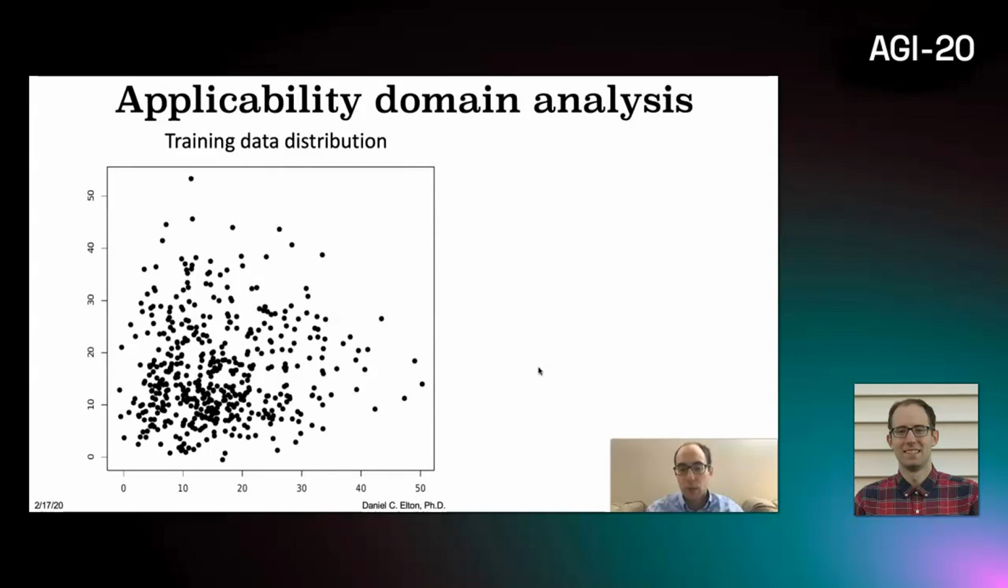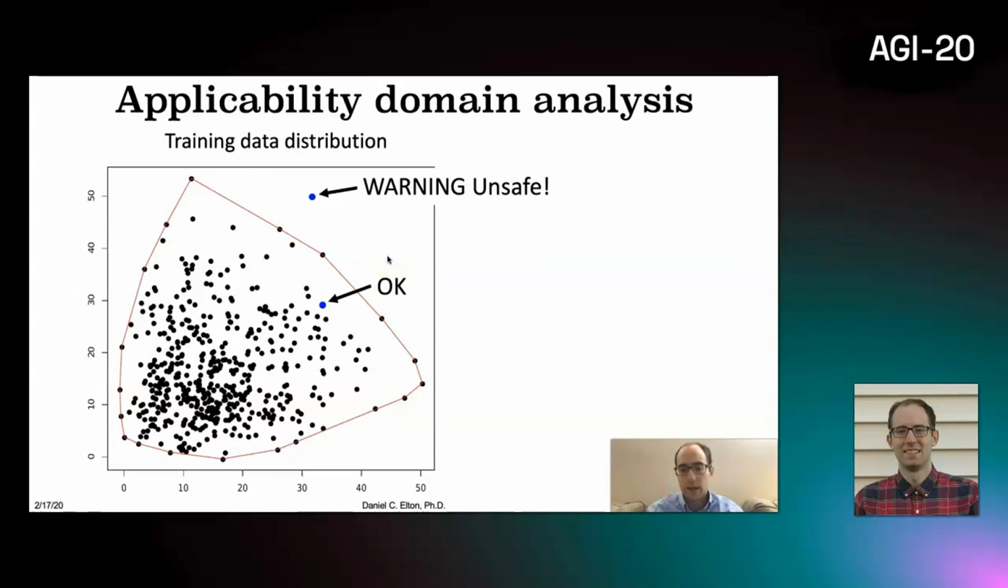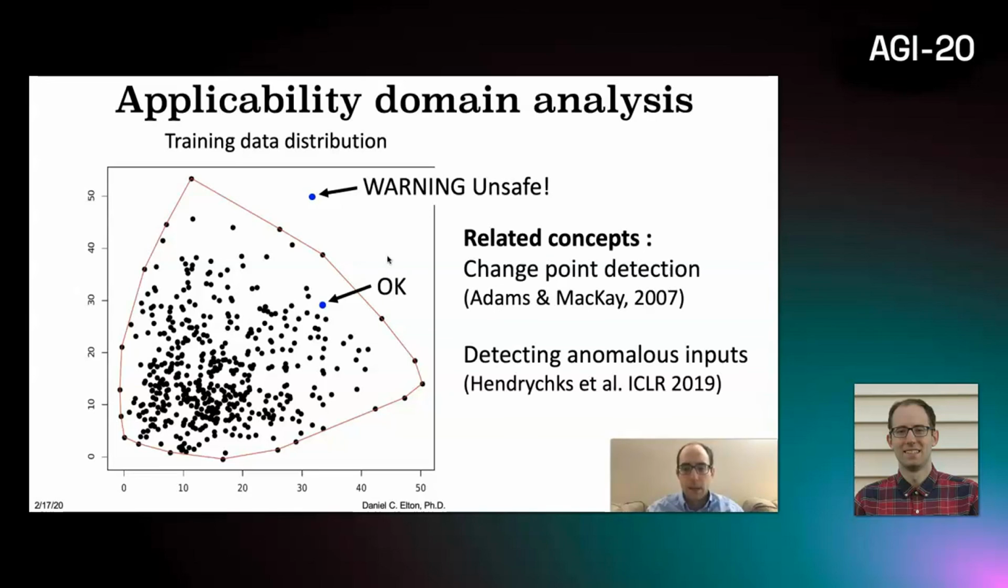So another component I think is important is applicability domain analysis, which is essentially a warning light system which alerts the user if the input data falls outside of the training distribution. There are many ways of doing this, but essentially you look at your training data distribution, and you delineate the points that fall safely within the distribution from points that are outside it. Here I've just drawn this red line around some of the outer points, but there are more sophisticated ways of doing this. If you have a point that falls outside the distribution, then you should provide the user a warning. And there are some related ideas as well, such as change point detection and detecting anomalous inputs.